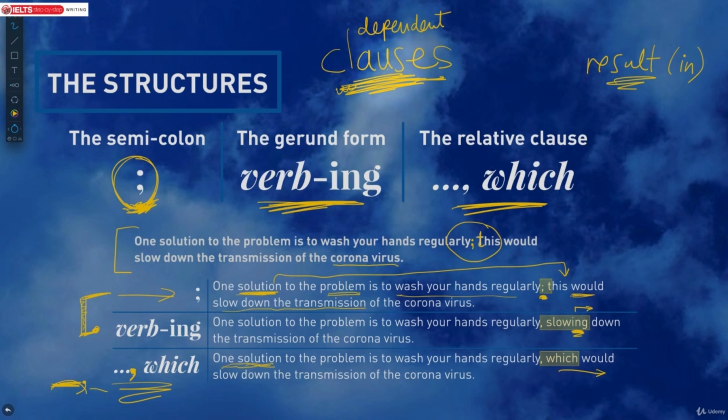And that will improve your grade. Okay, so that's why it is perfectly acceptable to put a full stop and then a capital T. This would, because, well, it's showing referencing. The word "this" refers to the washing your hands regularly and the solution. So that's fine. But if you really want to show off your grammar, you need to use dependent clauses.